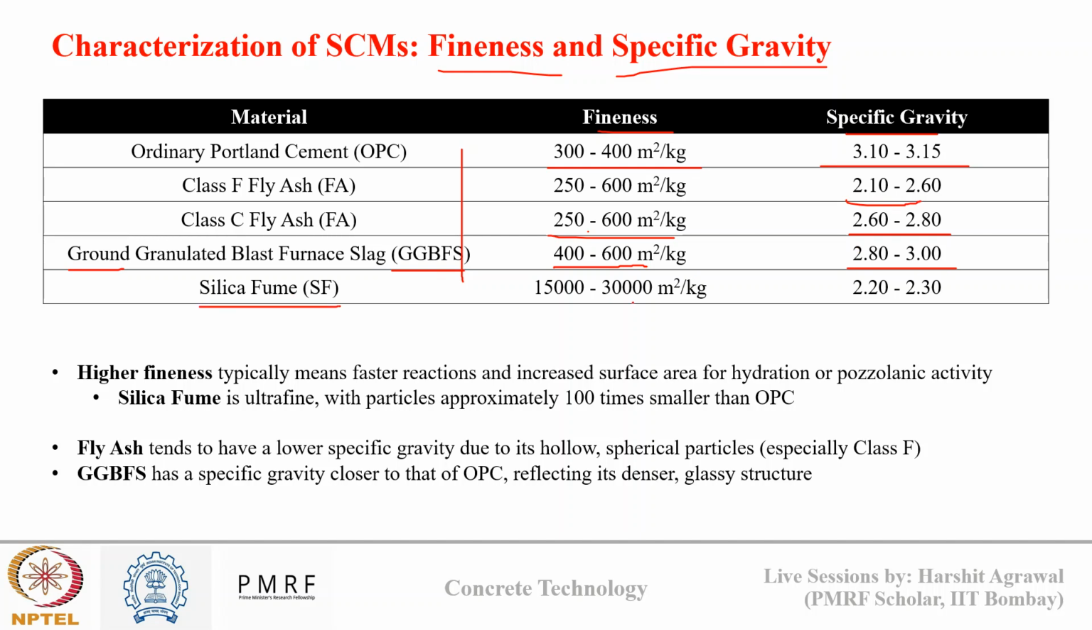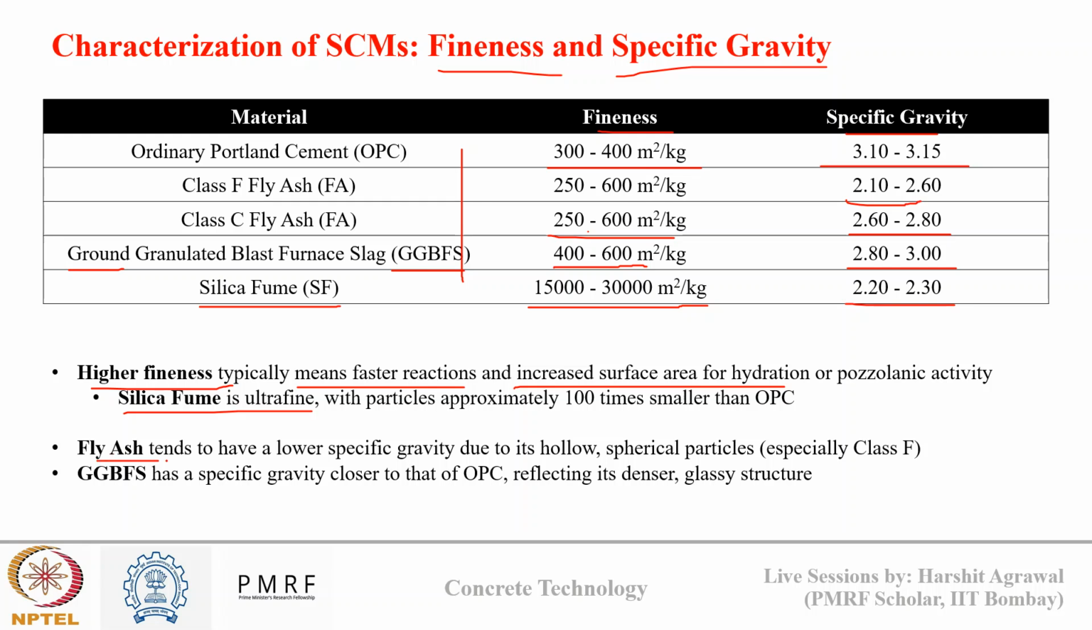Finally, if you see silica fume, it has a very high surface area, so it is very fine, and its fineness is in the range of 15,000 to 30,000 meters square per kg, which is almost more than 10 times higher than other SCMs and OPC. Specific gravity is also lower, in the range of 2.2 to 2.3. So this higher fineness typically means faster reaction and increased surface area for hydration. That's why silica fume, which is ultra fine, is a strong pozzolanic material.